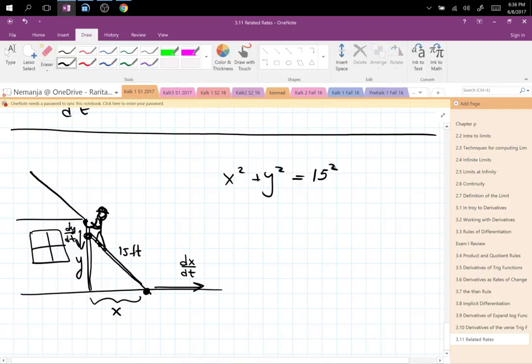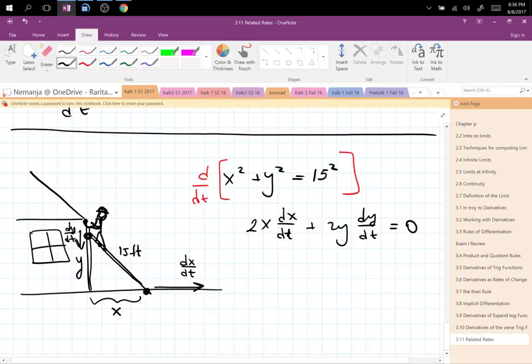15 squared. We can differentiate this and get the dx dt, dy dt, right? So what we get is 2x dx dt plus 2y dy dt equals 0. There's your related rates formula. I'm already done.